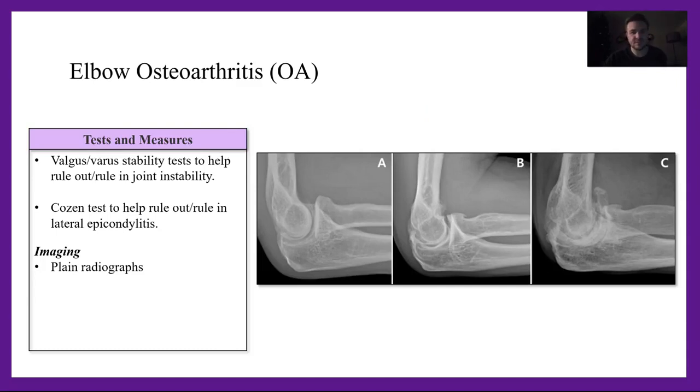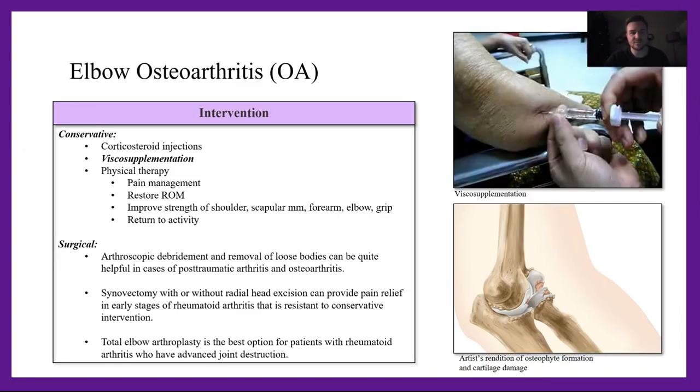Tests and measures, really, the main one here is plain radiographs. Get them x-rayed. You could do some instability testing or some epicondyle testing to see if they have any components of those. Interventions. Conservative care could do a corticosteroid injection for pain management. Also start doing viscosupplementation, which is an injection to try to improve synovial fluid creation in the joint.